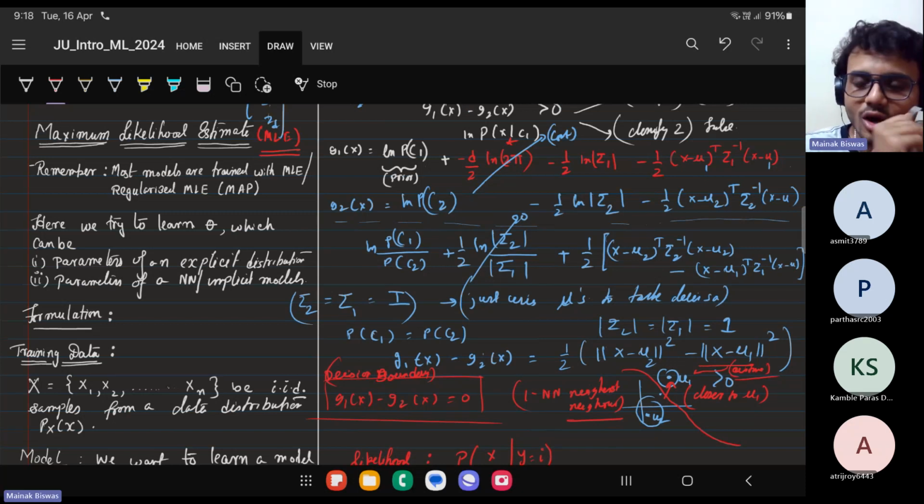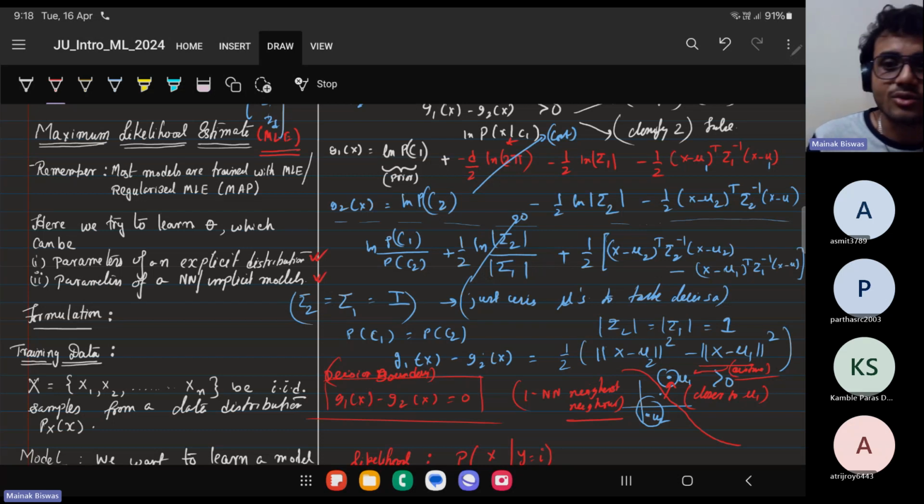It can be in some closed form and you want to learn the parameters of the distribution. It can be neural networks, where you will want to learn the weights. We'll see them as we go ahead. It can be either an explicit distribution or an implicit neural network based distribution. Both you can solve using maximum likelihood estimation.